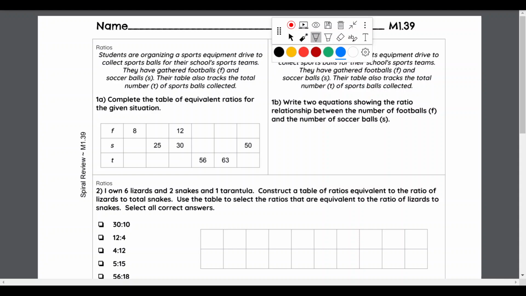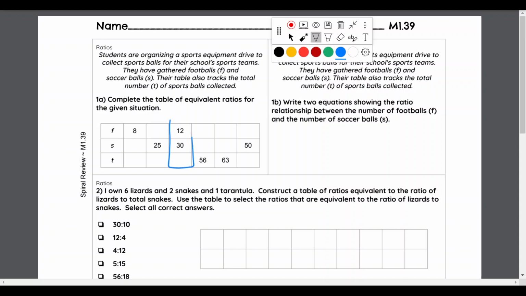Their table also tracks the total number of sports balls collected. So on the table there are three pieces of information: football, soccer balls, and the total. They are added together. Complete the table of equivalent ratios for the given situation. Inside of the problem, it doesn't actually give us any of the ratios, so we are going to have to look at the table to find some information.